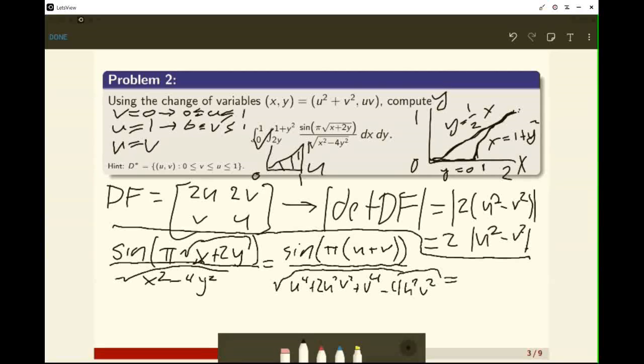And so again, we're taking the square root of something that we know to be a square, and u squared minus v squared is the positive version of that. And so our function is sine of pi times u plus v over u squared minus v squared.